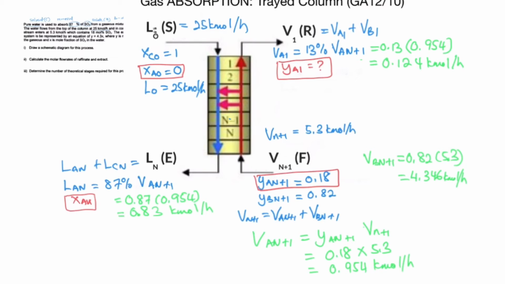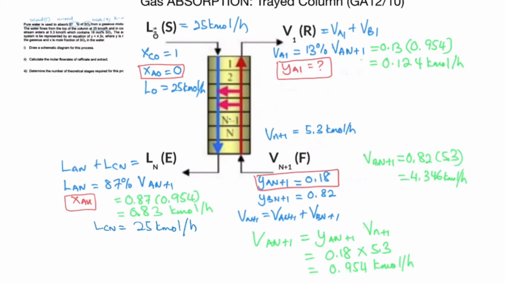Okay, now we're going to solve for XAN. But to solve for XAN, we need to solve for the LN first. We know the LAN already, so we need to solve for LCN so that we can find out the total flow rates for the extract. The LCN is the flow rate of solvent in the extract, and the solvent that you have is water, the flow rate from the top of the column is 25 kilomole per hour. So therefore, LCN is given by the same flow rate of water.